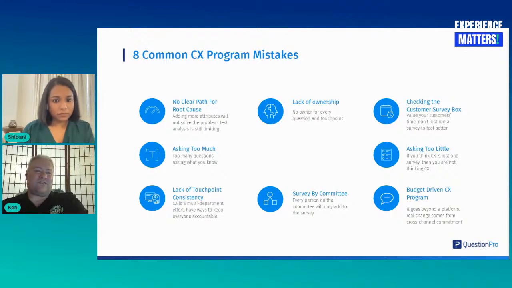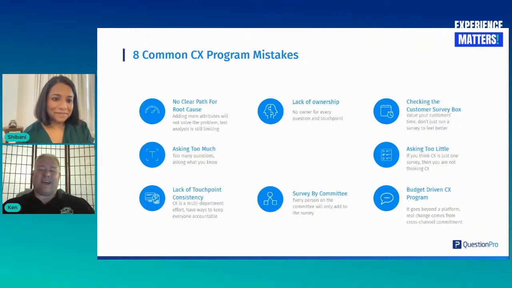Change comes from much cross-channel commitment. You're going to have people associated with it. You're going to have departments associated with it. And guess what? If you're asking your customers what you can do differently, you have to be prepared to do something differently. So if the first thing you get down to is, oh, I only have $1,500 to spend on a CX program, well, you're not going to have a very good CX program. You're really going to kill the program before it ever starts.